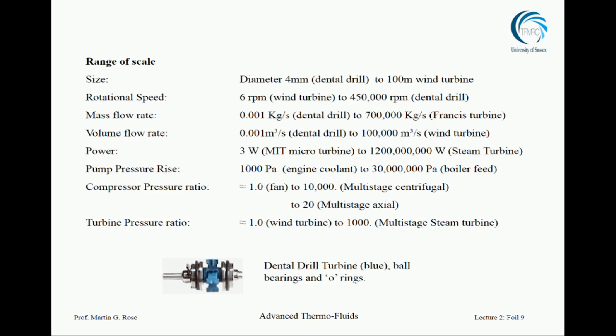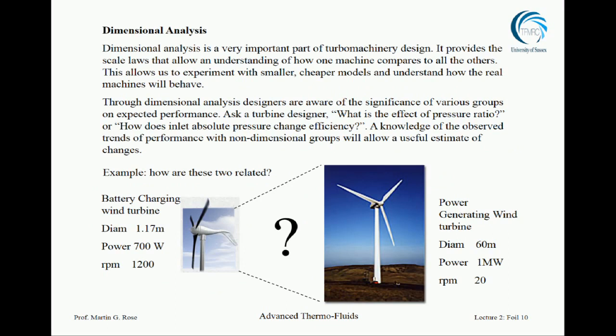Now we get on to the technical topic of this meeting, which is dimensional analysis. In essence, what the scientists and engineers were trying to answer is how does a little one, this is a battery charging wind turbine of 1 metre diameter or so, compare to a big one. This is a wind turbine with a diameter of 60 metres, and it's quite an old one now with sort of 1 megawatt of power.